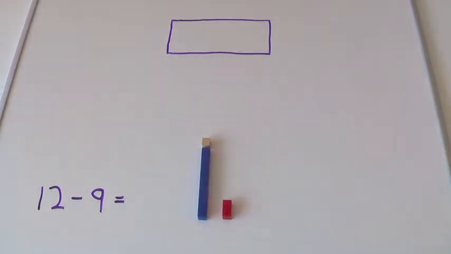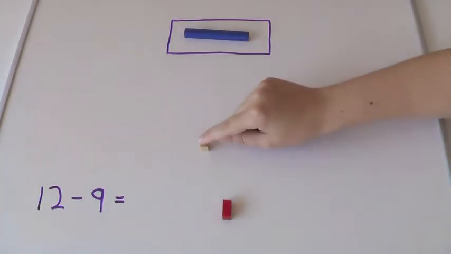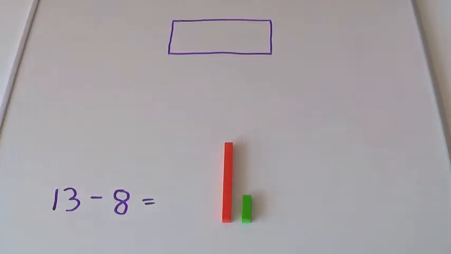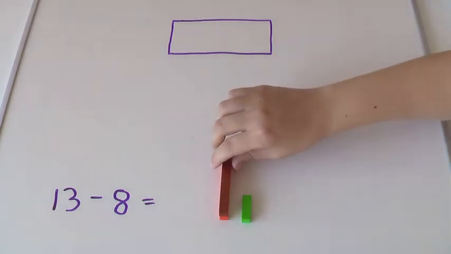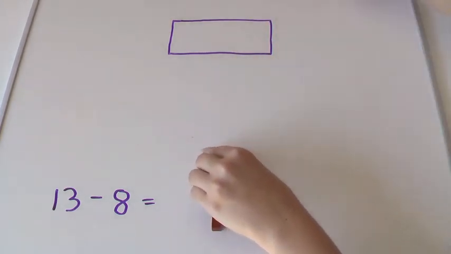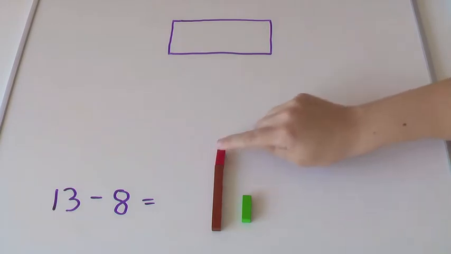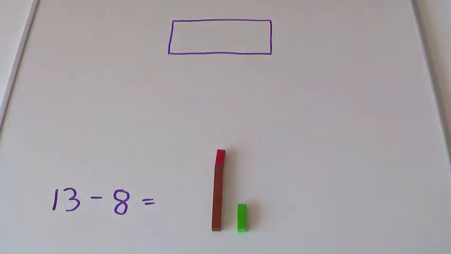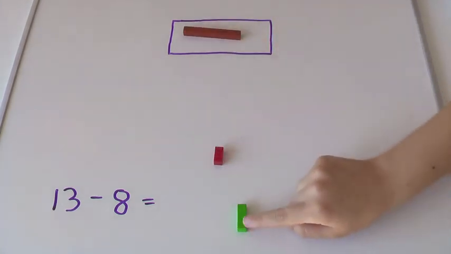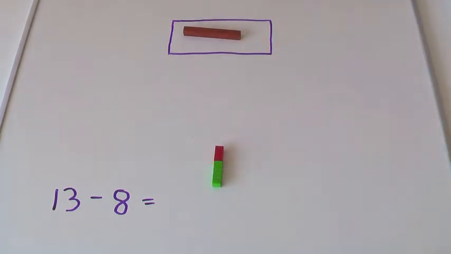So we have 12, and we're going to take away 9. Well, here we go. Take away 9 from the 10 part. So we have 1 plus 2, which is 3. 13 minus 8. So let's take away 8 from the 10. So we'll trade the 10 for 8 and 2. Do we still have 13? 10 and 3. Yes, we do. So now let's take away 8. 10 minus 8 is 2. But we still have our 3 here. So 2 plus 3 is 5.